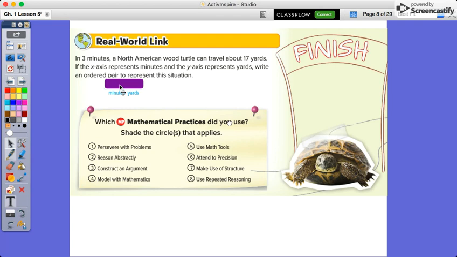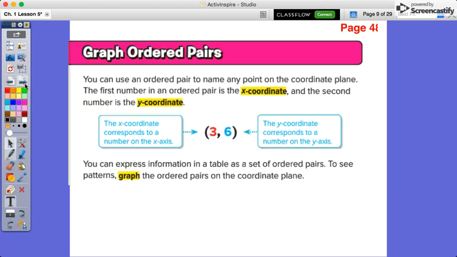All right, so your ordered pair should be (3, 17). 3 was minutes and 17 is the yards. Okay, go to the next page. So when we graph ordered pairs, we're going to write these in a very particular way. We always put parentheses around the two numbers. Things in math that everyone knows, if there's parentheses around the numbers, it's an ordered pair. So this ordered pair is (3, 6). Make sure you put a comma in between. The first number is the x coordinate, and the second number is the y coordinate.